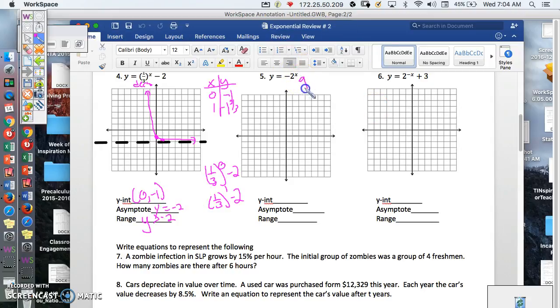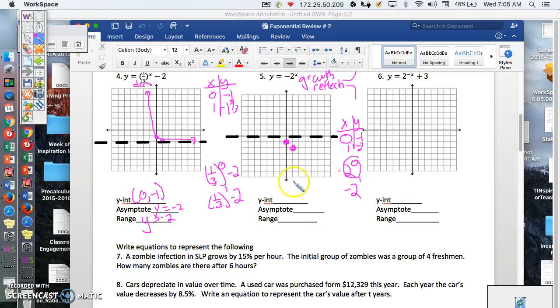Now this next one, I see that it's a growth, but it has a reflection as well. So we know it's a growth, but it's been reflected. So if we make an xy table, x, -2 to the 0, well again this is 1, but it's got to be -1. When we plug in a 1, -2 to the first, well that would be -2. And again that asymptote would be at 0 in this case. So we have y equals 0, (0, -1), and it's been reflected. So y has to be less than 0.